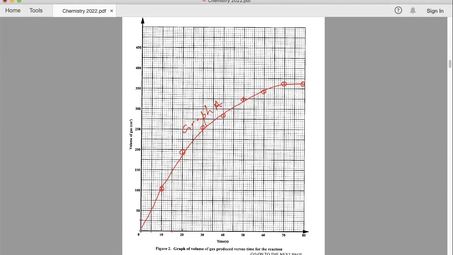So let's look at what our sketch would be like. Let's go right ahead and sketch what the graph would look like if we had used granulated calcium carbonate or marble chips with smaller surface area. So this is what our sketch would look like. All right, so let's look at the similarities, in anticipation of question H. The final volume of gas produced is the same. What's different though is the time taken.